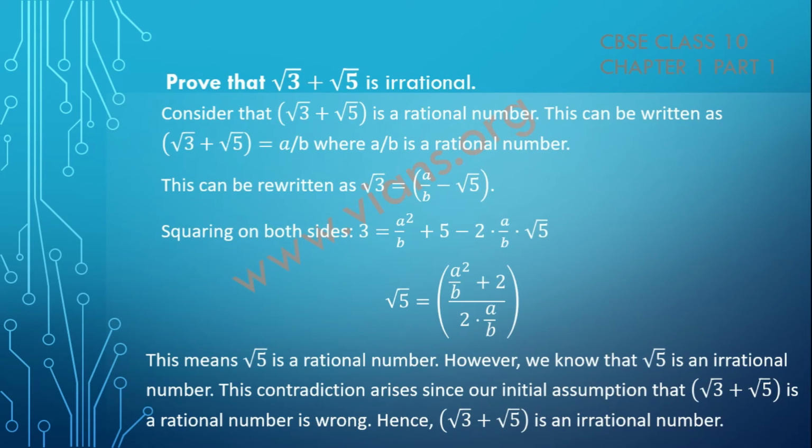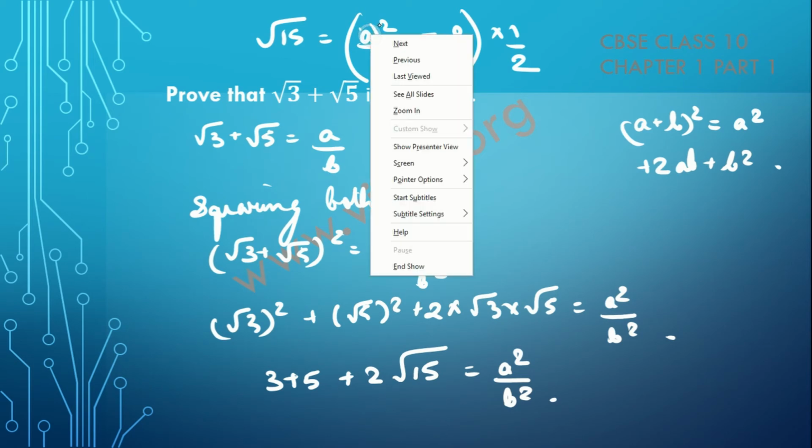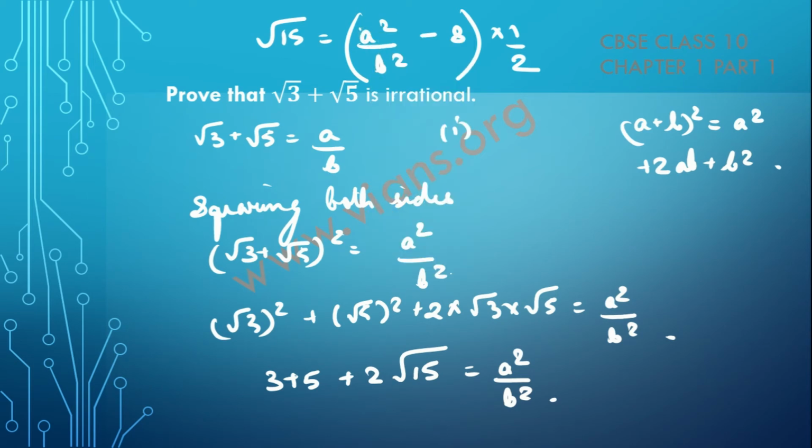So in short, you could write root 15 is equal to a square by b square minus 8, 3 plus 5 is 8, right? Into 1 by 2. So that means that since this is a rational number and this is a rational number and this is a rational number, we could say, or even you could write this, just in case you have a doubt about a square by b square, as a by b whole square minus 8 into 1 by 2.